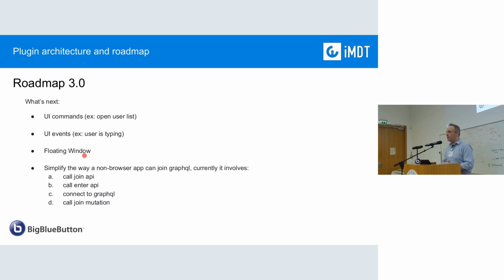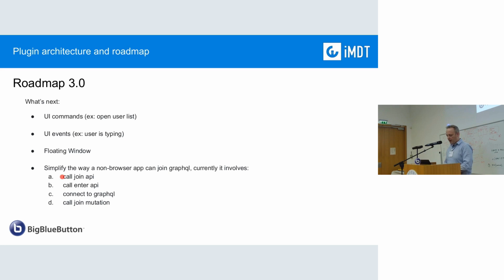That's the floating window. So a plugin can create a window that will be floating on top of BBB, so we can add any content. It's an interesting thing. The plugin can open the window and close the window, and what renders within this window is up to the plugin. So it can allow anything.